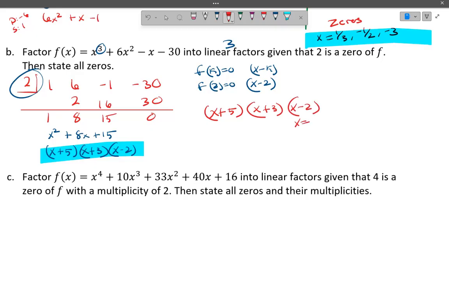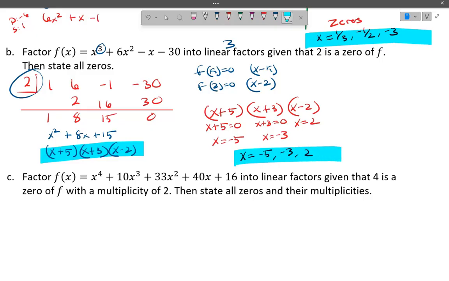We know that x minus 2 gives us 2 as a 0. If we use our zero factor property, we can identify negative 5 and negative 3 as our zeros. So x equals negative 5, negative 3, and positive 2 as all of our zeros.